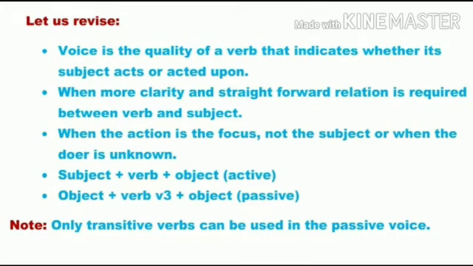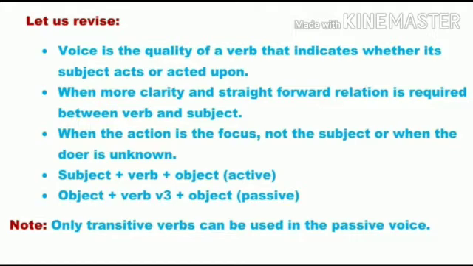Let's quickly revise what we have learned. First we have learned what is voice. Voice is the quality of a verb that indicates whether its subject acts or is acted upon. Then we have learned what is active and passive voice. If the subject is doing the action, then the verb is said to be in the active voice. And if the subject of the sentence is being acted upon, then the verb is said to be in the passive voice. Another thing we have learned is the uses of active and passive voice.